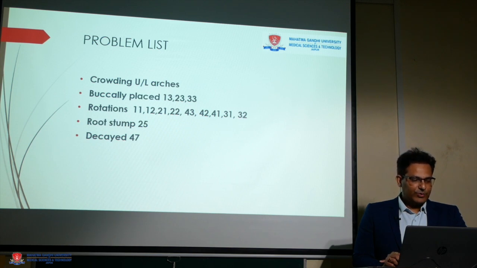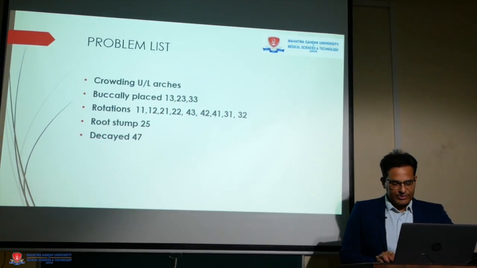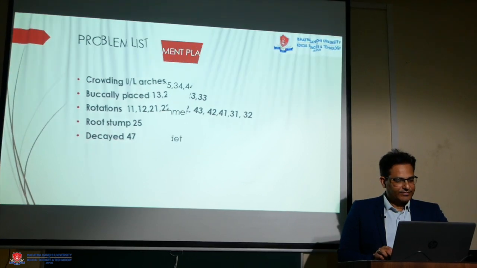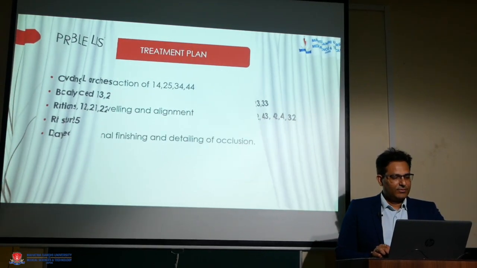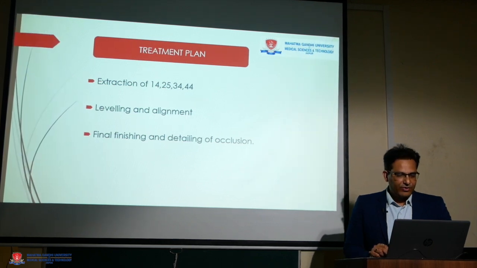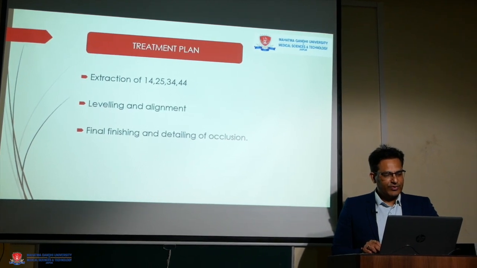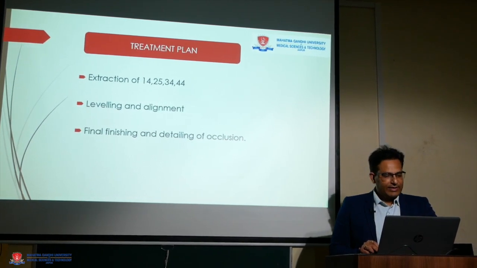In our case, it was crowding in the upper and lower arches, and buccally placed canines 13, 23 and 33. Rotations were present for the mentioned teeth. A root stump was there for 25 and there was decay in tooth number 47. Once the restorations and initial perio procedures are taken care of, we move over to the orthodontic plan. That was extraction of teeth 14, 25, 34 and 44. Leveling and alignment was done, and the final finishing and detailing of the occlusion was done.